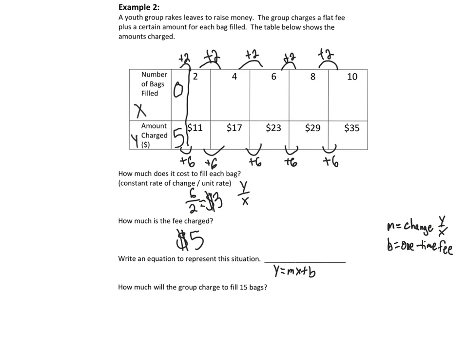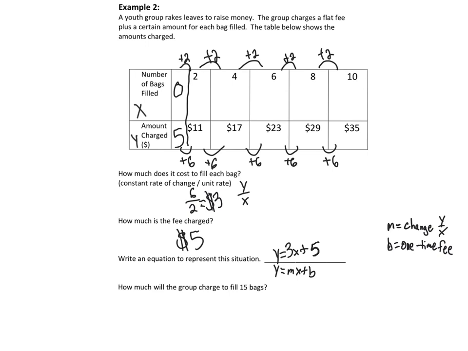So now let's make our equation. Y equals, remember, m was what we did here, the change of y over the change of x, which we got 3. The x will stay the same, plus the b, remember, is our one-time fee. And our one-time fee that we figured out was when x is 0, y gives us 5. So that would be our equation. Y equals 3x plus 5.